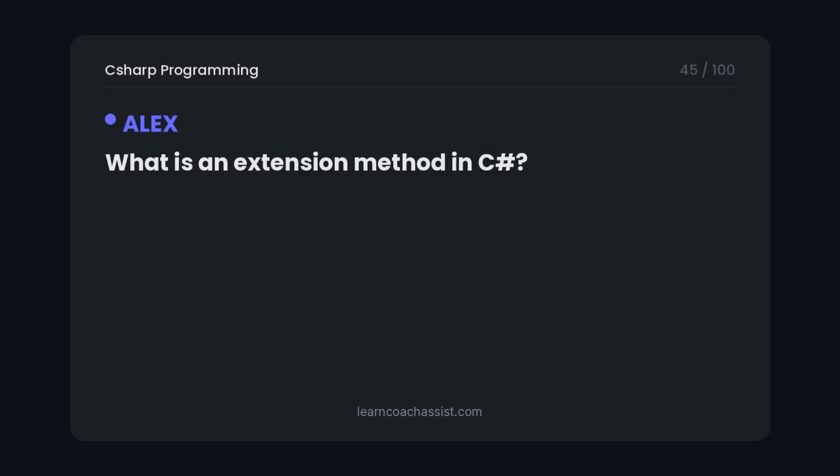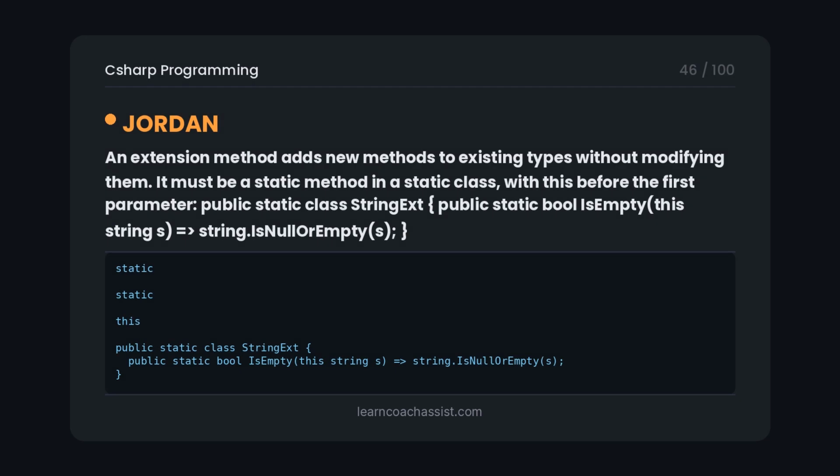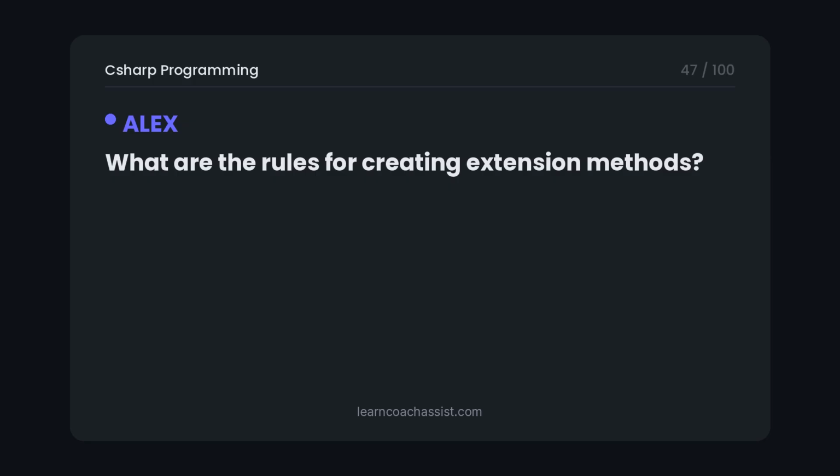What is an extension method in C#? An extension method adds new methods to existing types without modifying them. It must be a static method in a static class, with this before the first parameter. Public static class StringExt { public static bool IsEmpty(this string s) => string.IsNullOrEmpty(s); }.